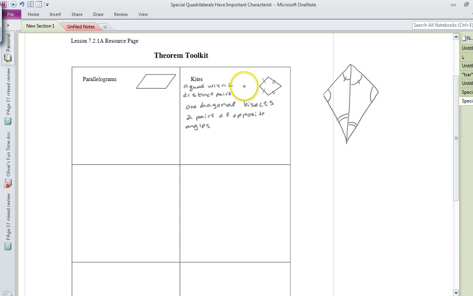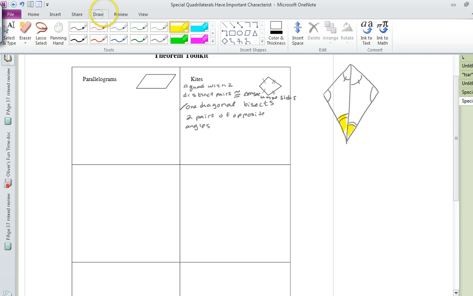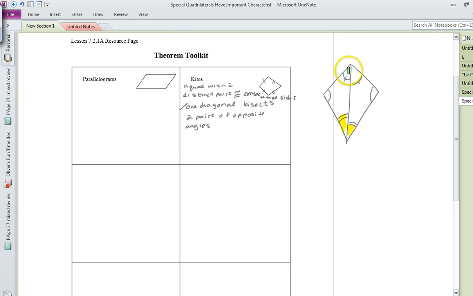With the definition, a quadrilateral with two distinct pairs of congruent and consecutive sides, where one diagonal bisects two pairs of opposite angles. That's what's happening here. And here.